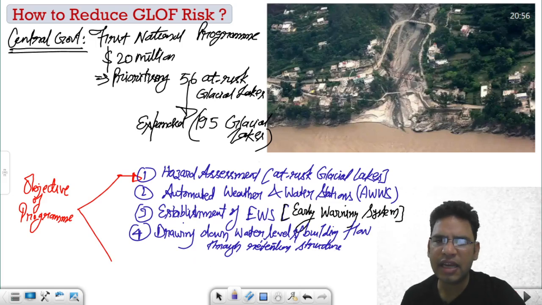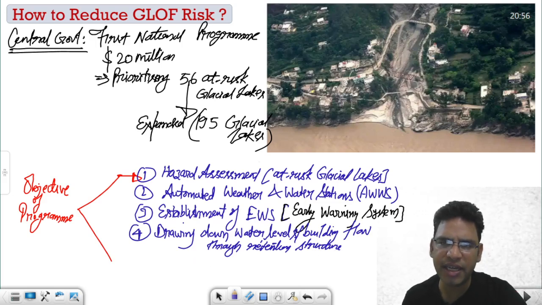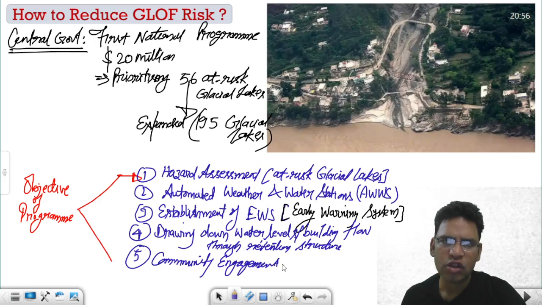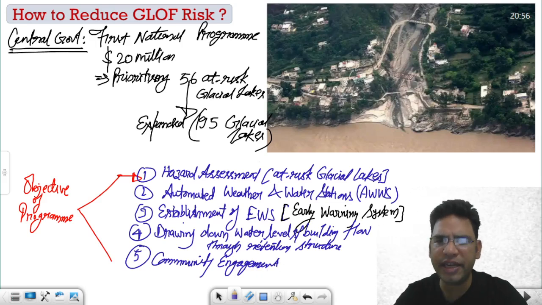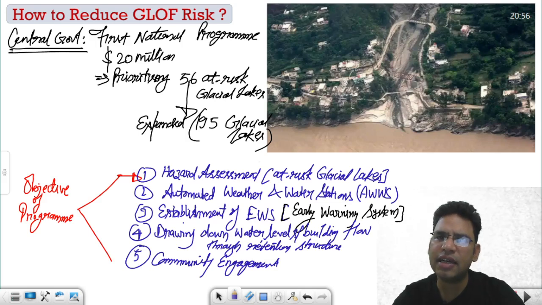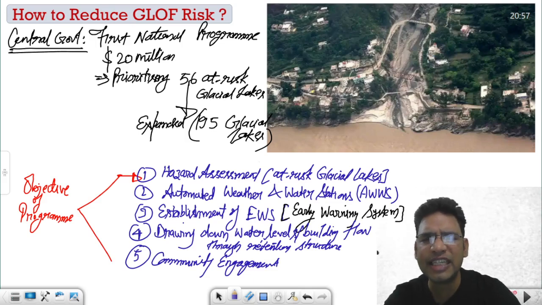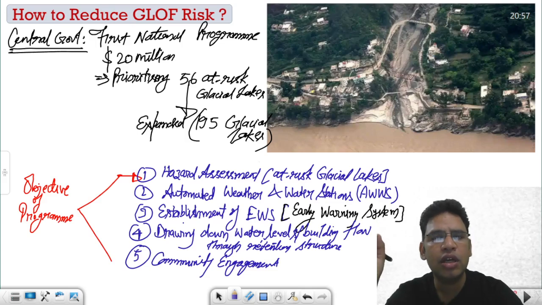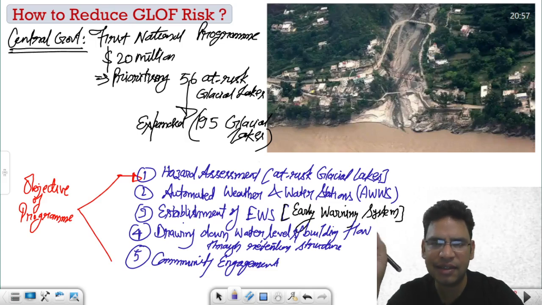Okay. And the last one, most importantly, community engagement, right? Last one is community engagement. So this is the first time Government of India has proposed or finalized the first ever national program for these risk at glacial lakes. This is most important part.